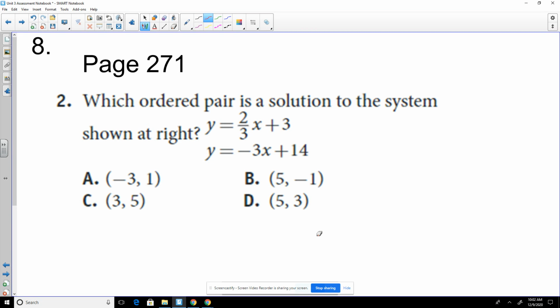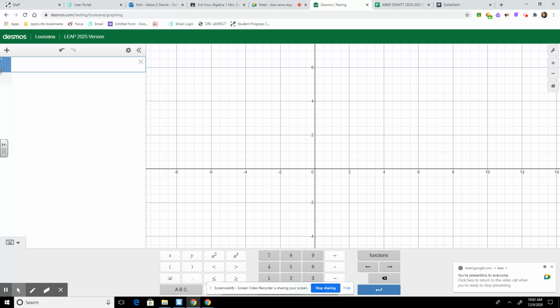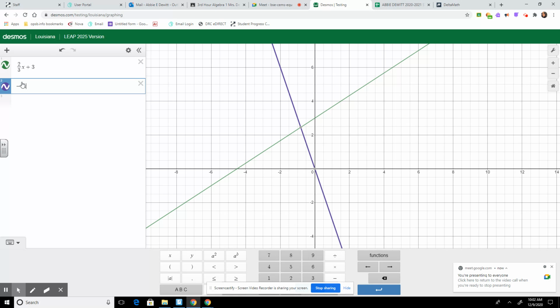Okay, number 8. Which ordered pair is a solution to the system shown to the right? Now you're given the system as an equation, so you're going to have to go to Desmos, graph these 2 equations, and determine what the solution set is for the point in which they intersect. So let's go to Desmos. And I'm going to type in 2/3 x plus 3 and negative 3x plus 14.